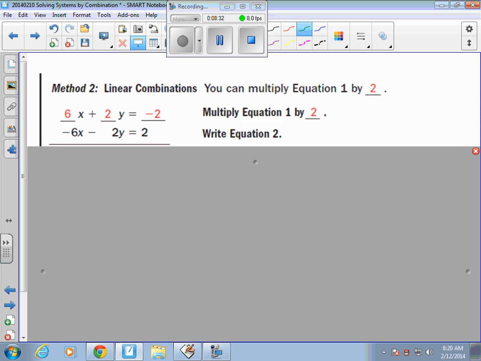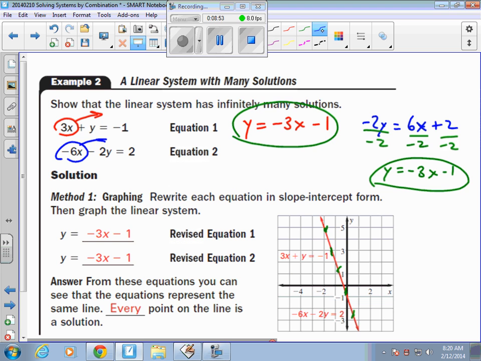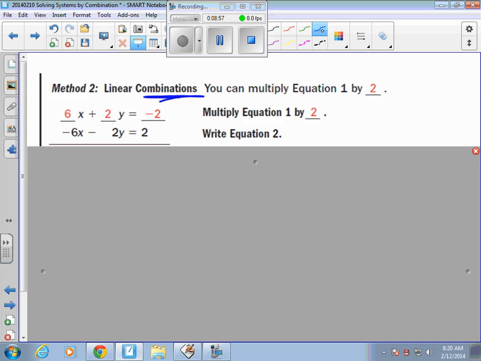combinations. Remember, for linear combinations, this is what we talked about Monday and yesterday. For linear combinations, you want one of your sets of coefficients to be opposite. So equation number 1 had 3x plus y. Let's look back at the equation real quick. I forgot what it says. 3x plus y equals negative 1.